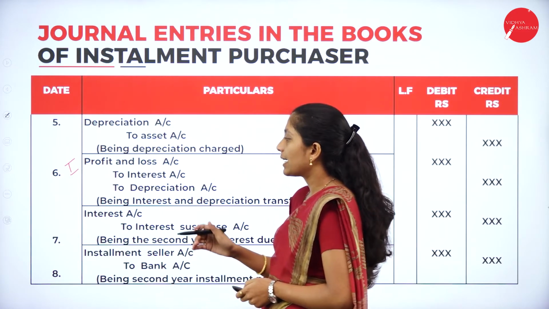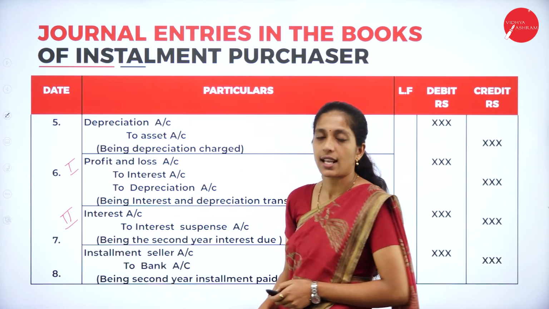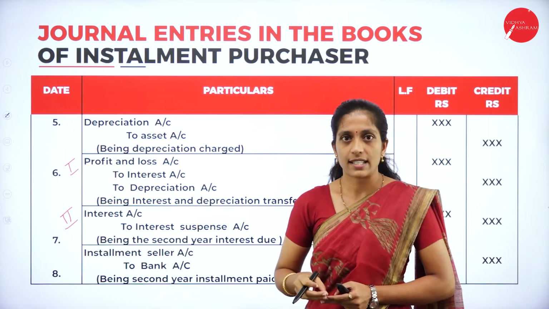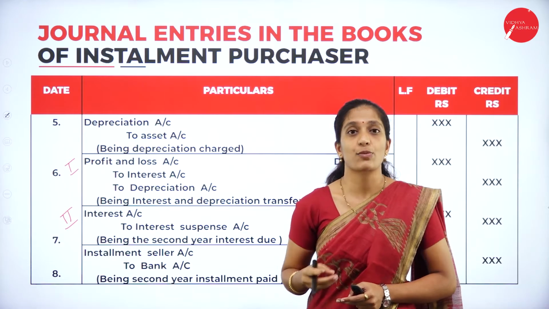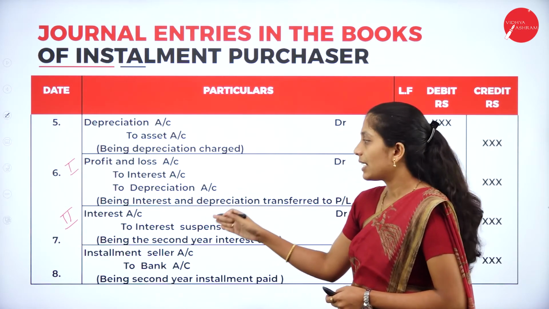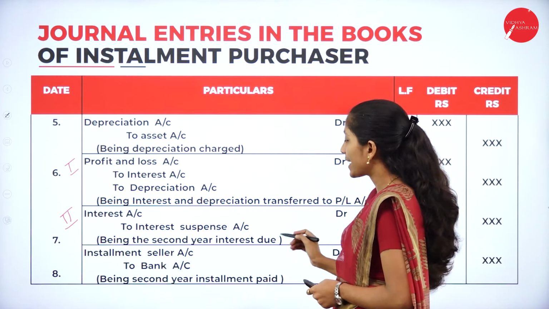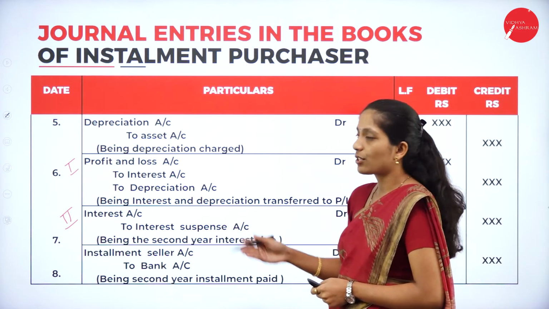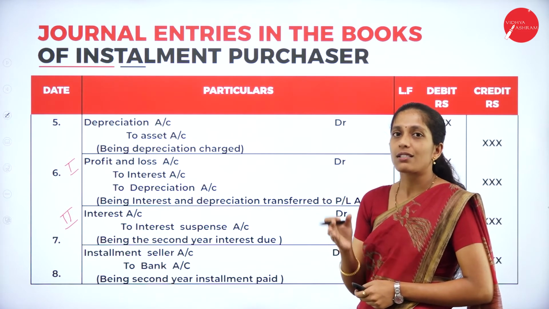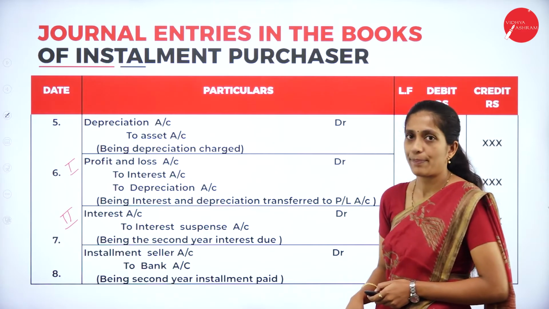Now come to the second year. In the second year, we don't have the first two entries, that is asset purchased as well as down payment made. We start with the third entry, that is interest due: interest account debit to interest suspense account, being the second year interest due. Next is for installment paid. Installment seller account debit to bank account, being second year installment paid.